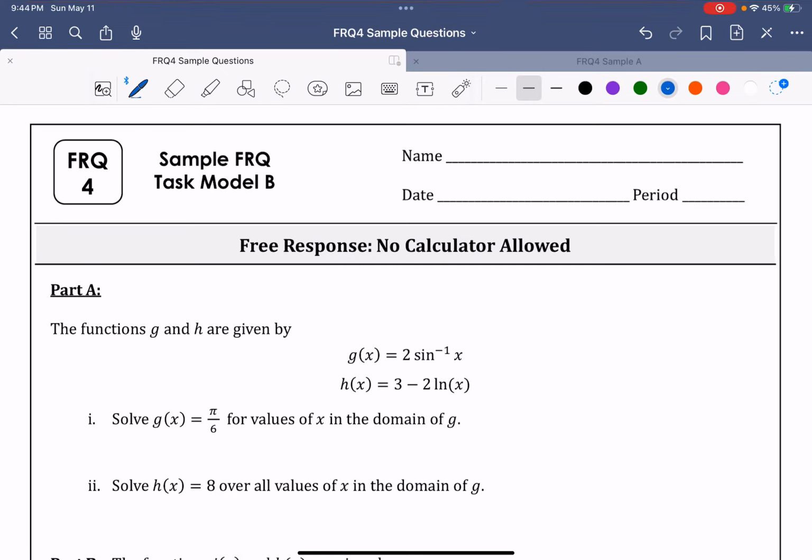Hey guys, so we're going to work on another sample FRQ. This time we're working on FRQ4. FRQ4 is no calculator allowed, so you will be doing this all by hand. And this question, like I said, is always going to be pretty much the same.